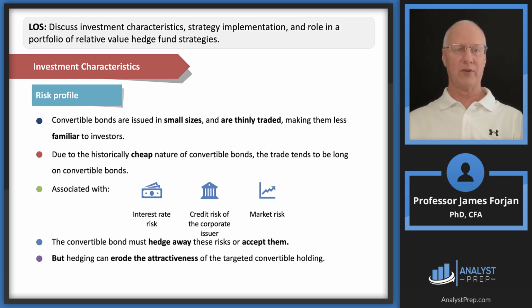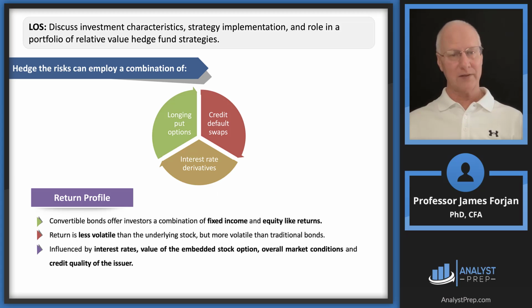All right, investment characteristics. There are not a ton of convertible bonds out there, so they're thinly traded, so we probably have to worry about liquidity. The historically cheap nature of convertible bonds. This trade tends to be in the long position. That should make perfect sense. We have interest rate risk, default risk or credit risk, and market risk. Now, we can hedge that or we can accept it.